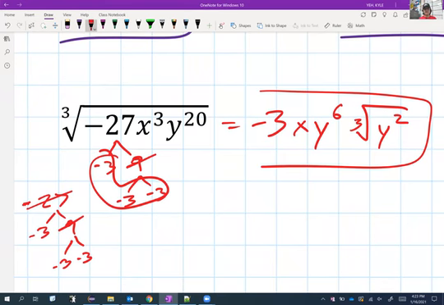Did anything go even to odd? x's went 3 to 1, that's odd to odd. y's went even to even, so no absolute value needed.